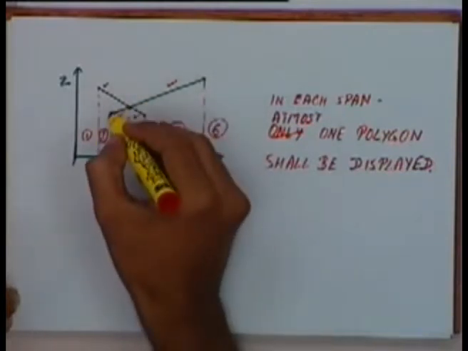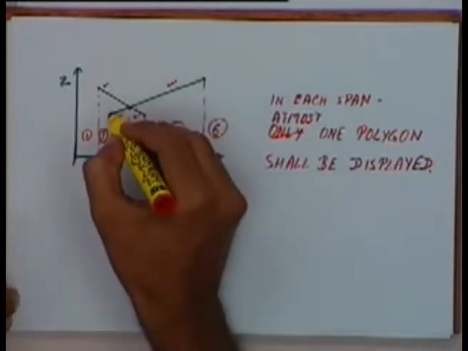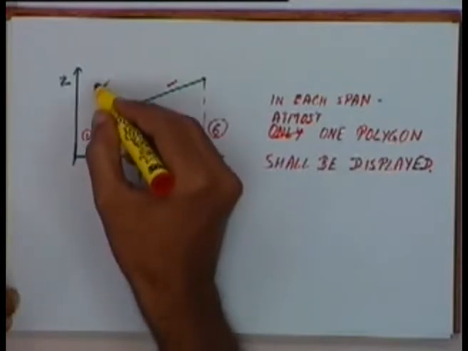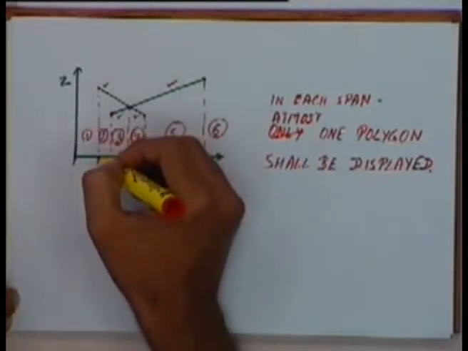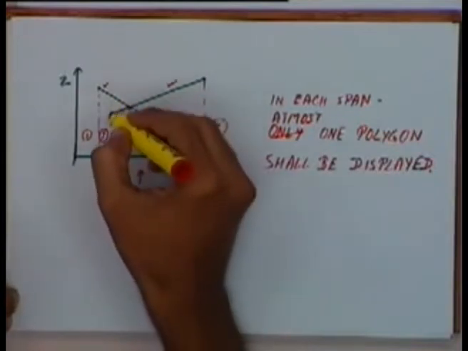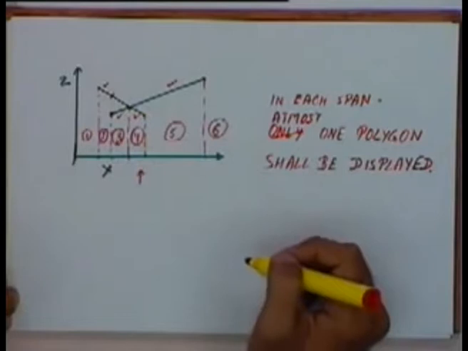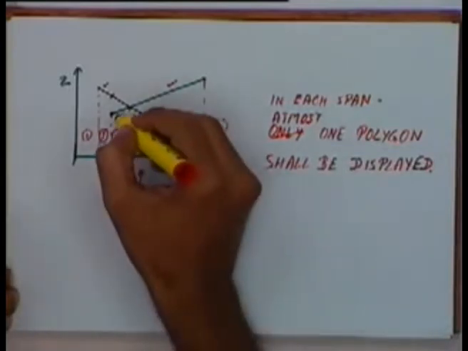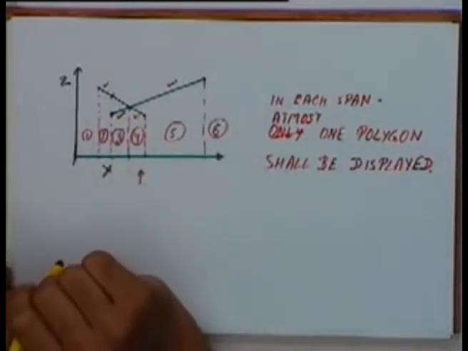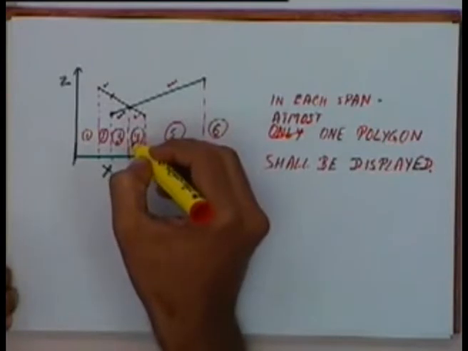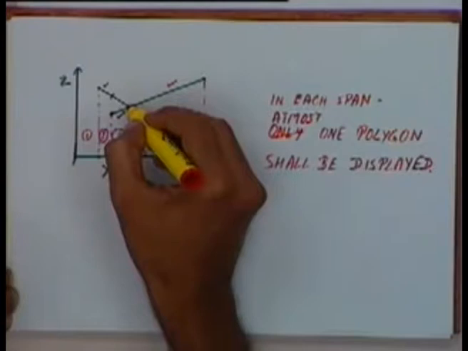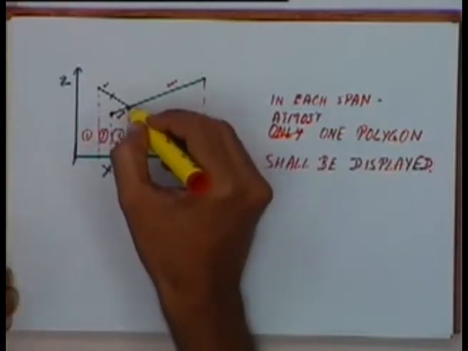If I look at the z value at the starting point of the span, in span 1 there is no confusion, in span 2 there is no confusion. In span 3 I look at the z value here and the z value here, and I will decide that this is the polygon to be displayed. But in span 4 there will be a confusion, because the z value at the starting point would be the same for this polygon as well as for this polygon.